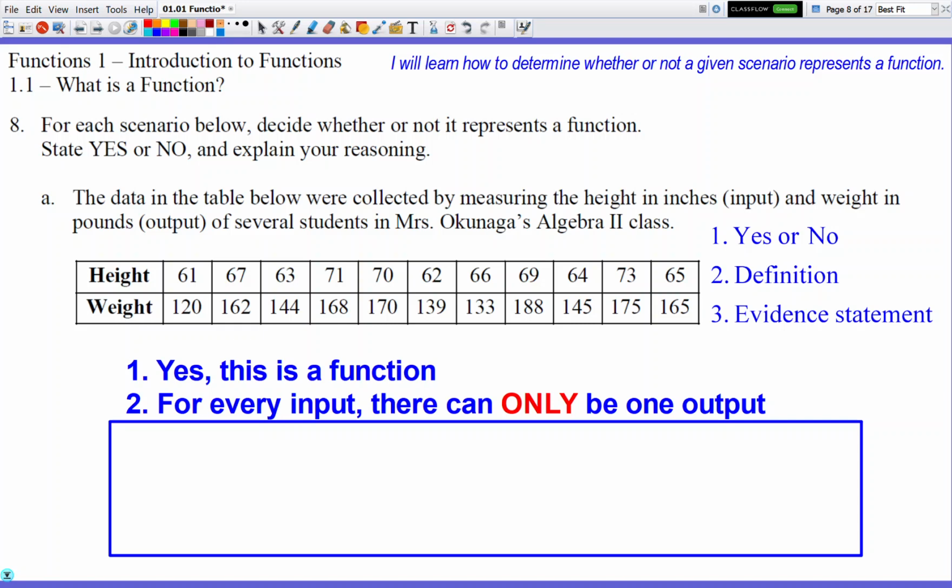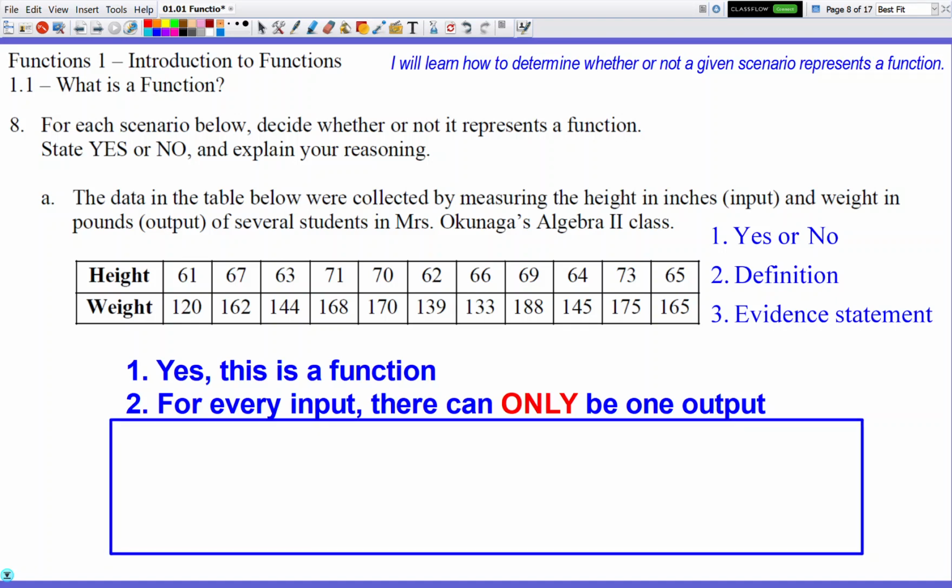So please get it in your brain that when you start writing the definition for step 2, don't start writing a different definition every single time you come to a problem like this, because that should not happen. It should be the same definition every single time. For every input, there can only be one output. So why do you think I emphasize the word only? I put it in red and I made it all caps.